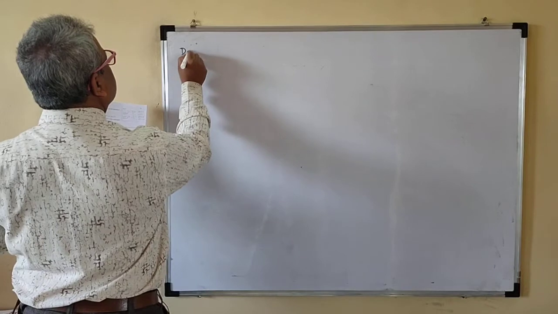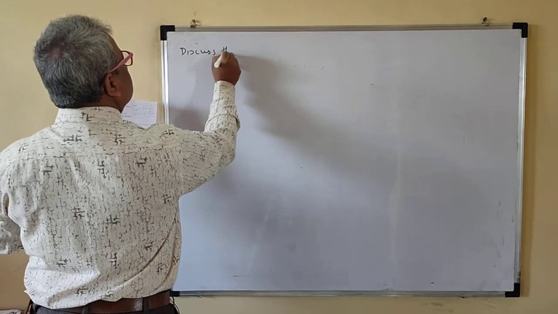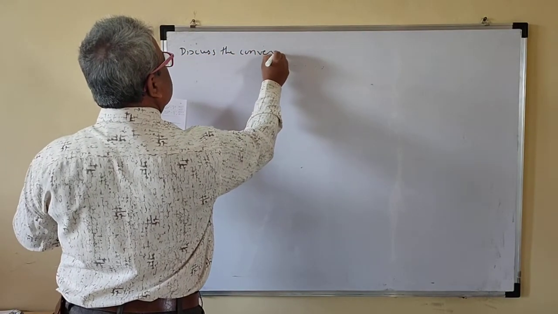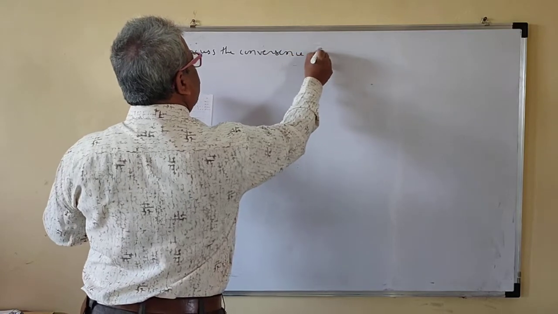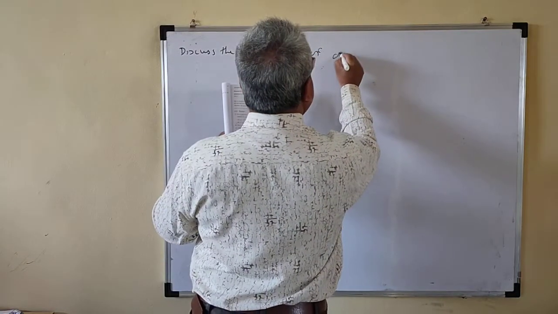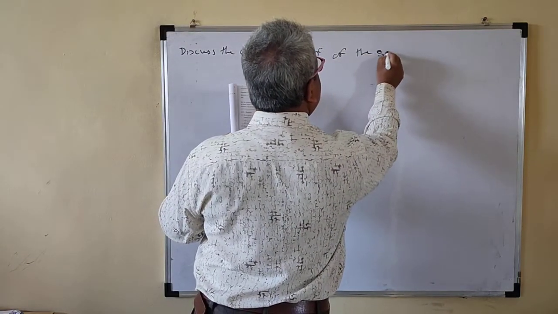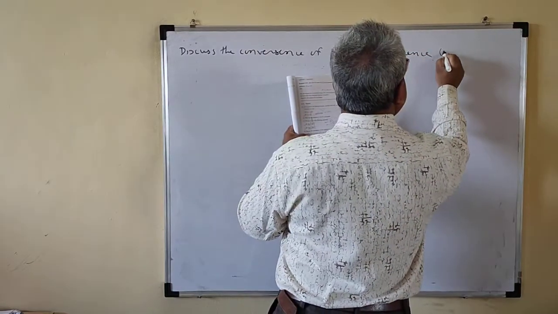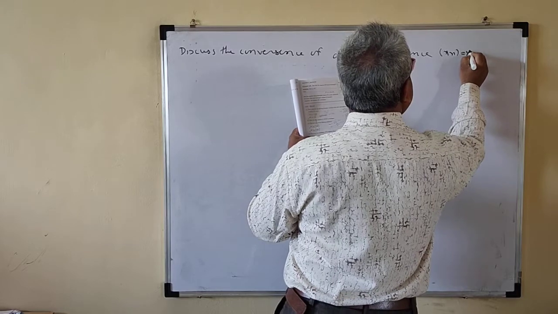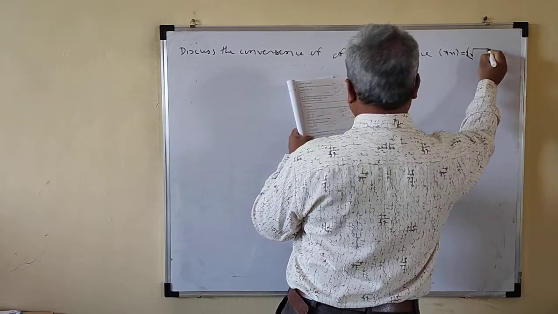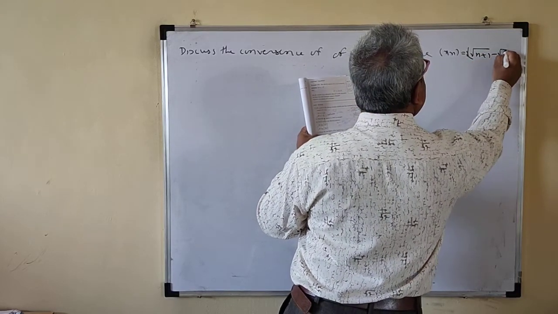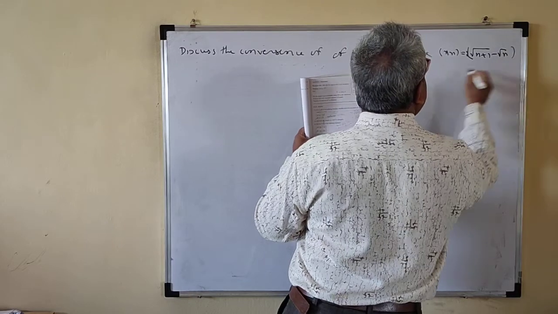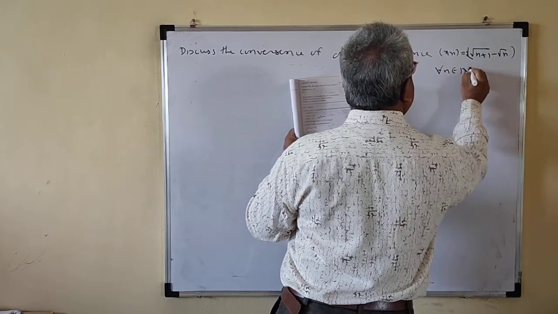Discuss the convergence of the sequence xn is equal to root of n plus 1 minus root n for all n belongs to N.